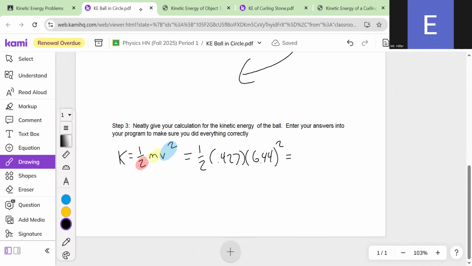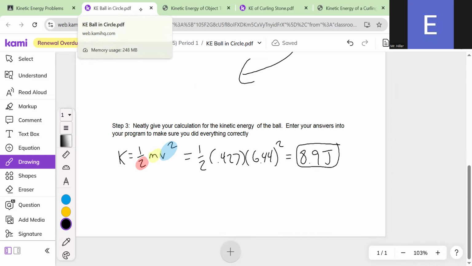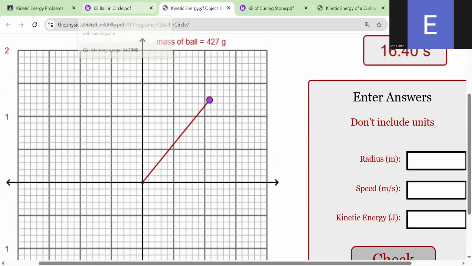Okay, now I'm getting about 8.9, and the unit for any kind of mechanical energy is the joule. Mechanical energy, thermal energy, sound energy, light energy, it's all going to be measured in joules. Now we're going to go ahead and enter our information in there.